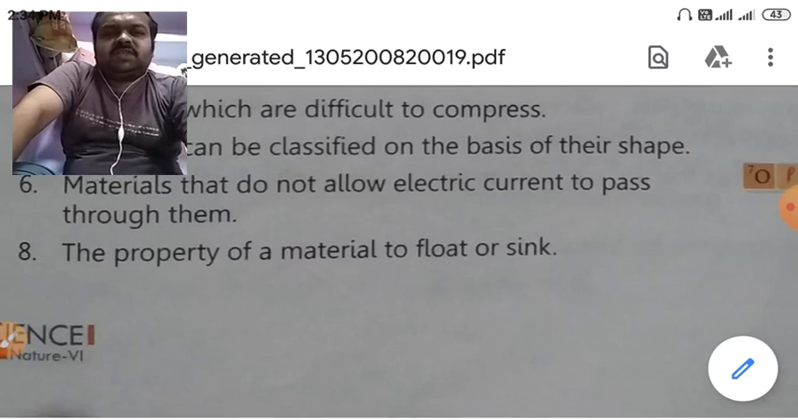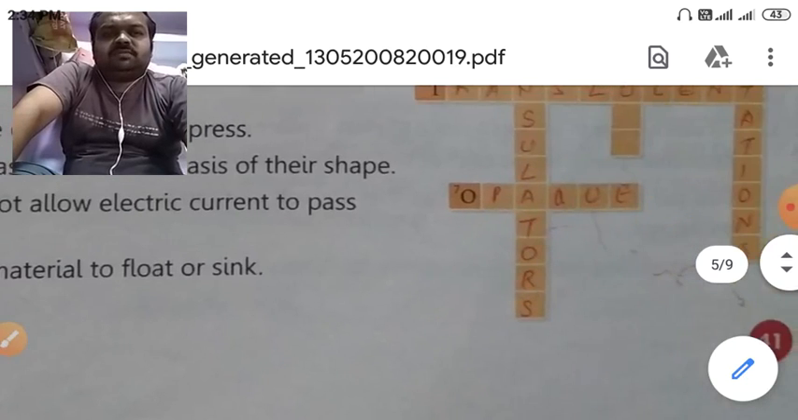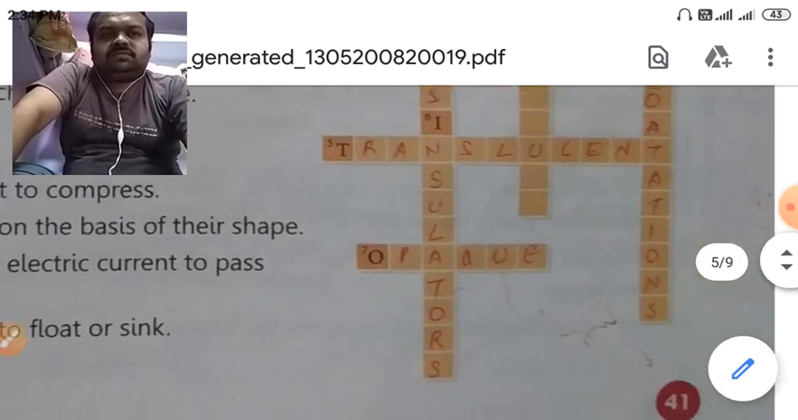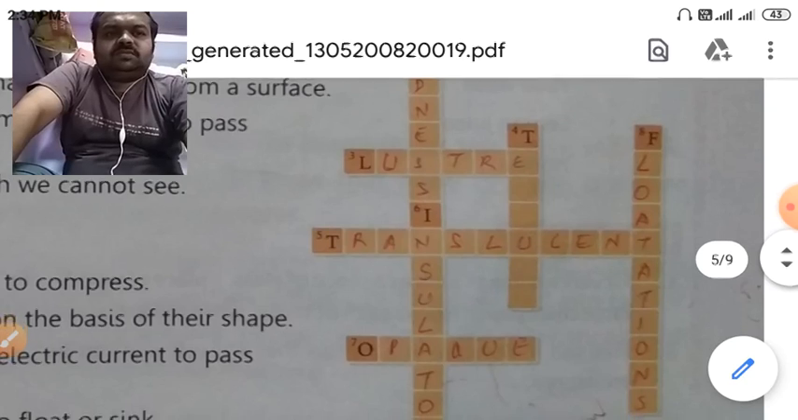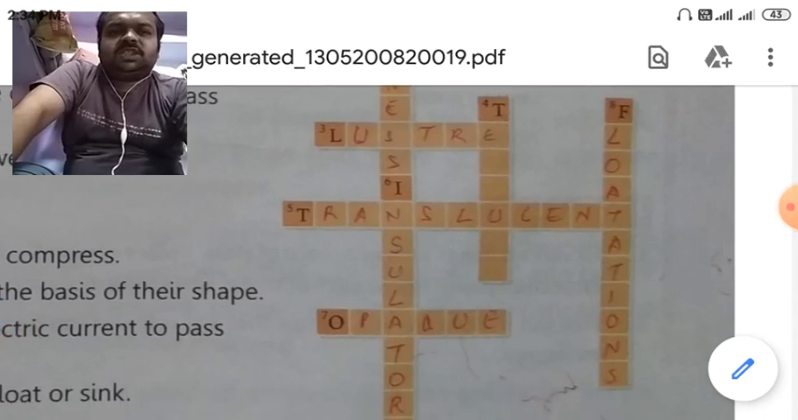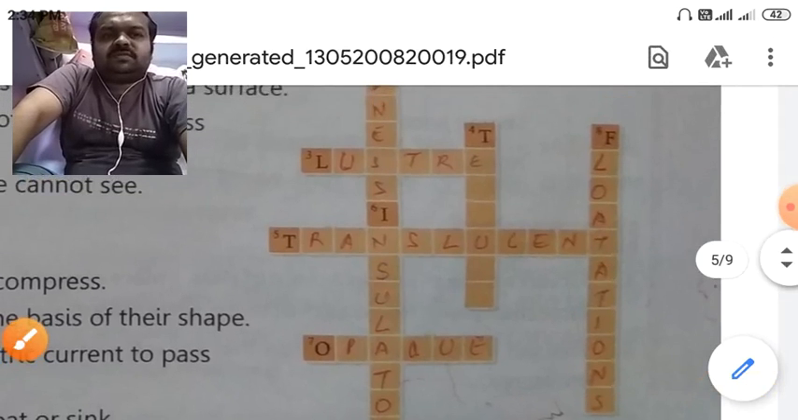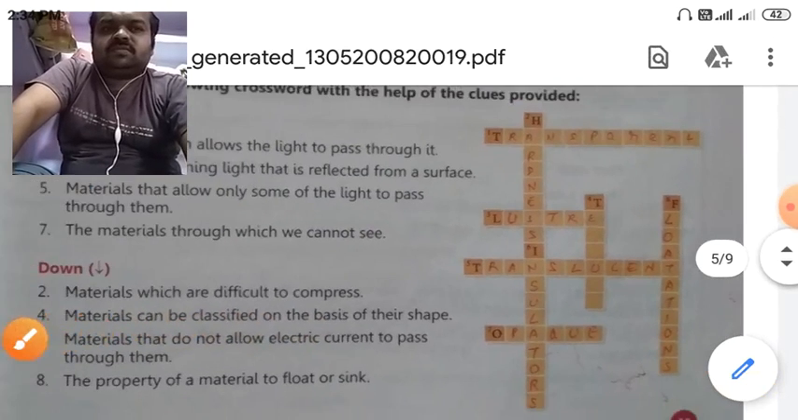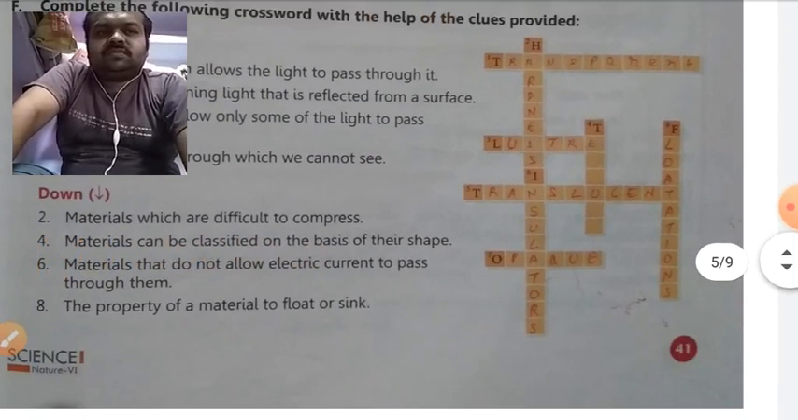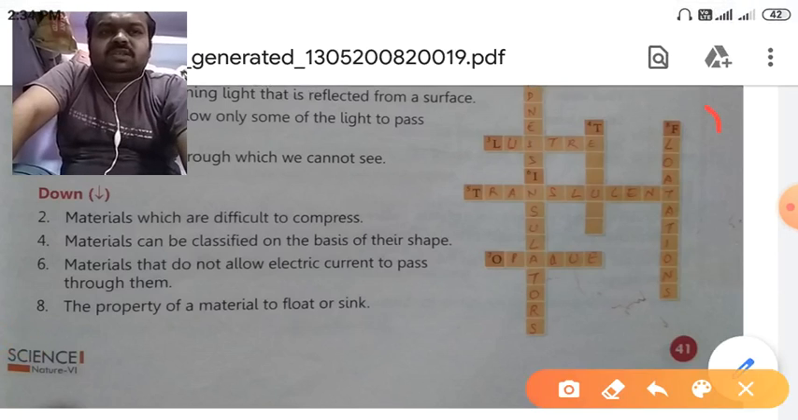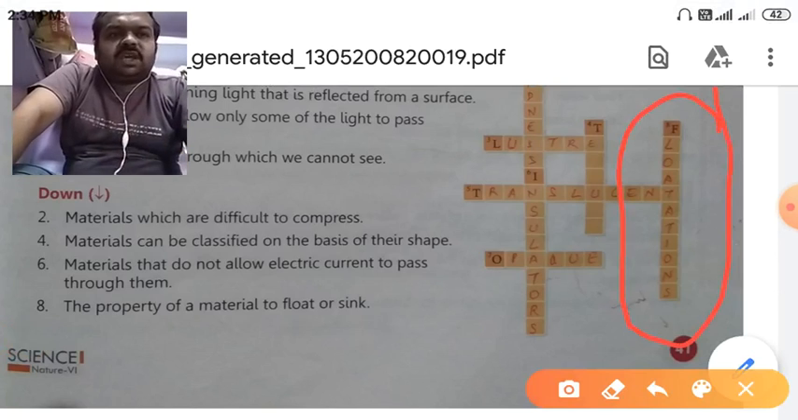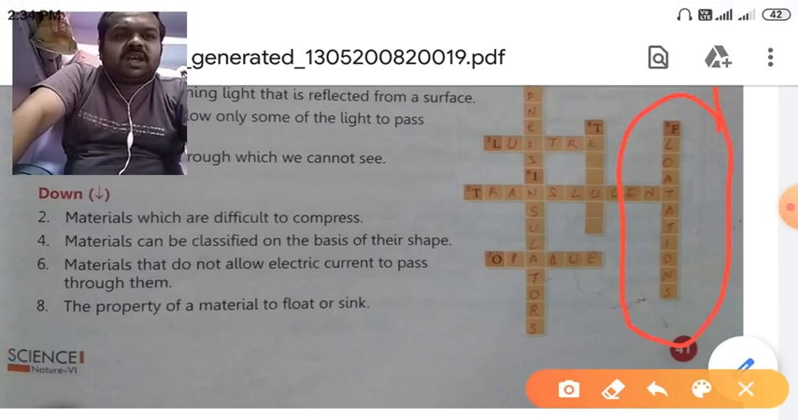Next, number 8 is given here, the property of a material to float or sink. This property is known as flotation. The spelling is given here, FLOTATION.